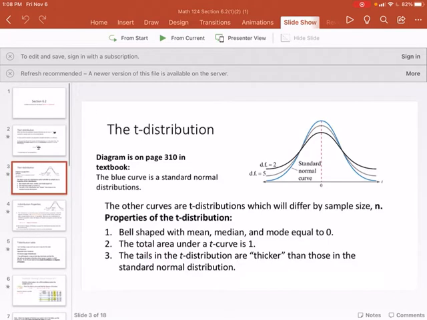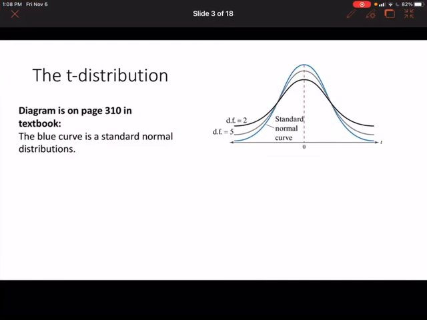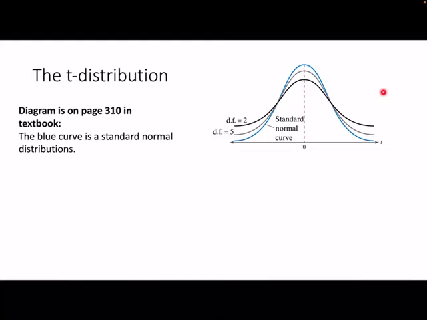When we know the population standard deviation, when we know what sigma is, then we can use our standard normal curve. We can use our table that we've been working with for the last 2 weeks. But when we don't know it, we're going to use what we call a t-distribution. So a t-distribution looks like this.